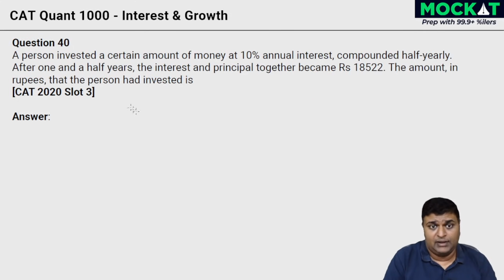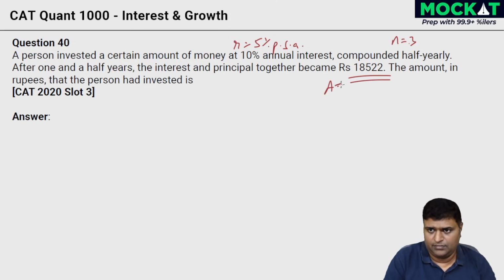And yeah, a person invested a certain amount of money at 10% annual interest, compounded half yearly. Okay, annually 10%, compounded half yearly 5% per semi-annum. After 1.5 years, 3 time periods, 1.5 years, 3 half years, n equals 3, r equals 5% per semi-annum. The interest and principal together, that's the amount, became 18,522. The amount in rupees that was invested was what? Simple. So amount equals P into 1 plus R by 100 whole power n. Ideally, you should not be wasting too much time with these, right? Writing the formula down and all of that.